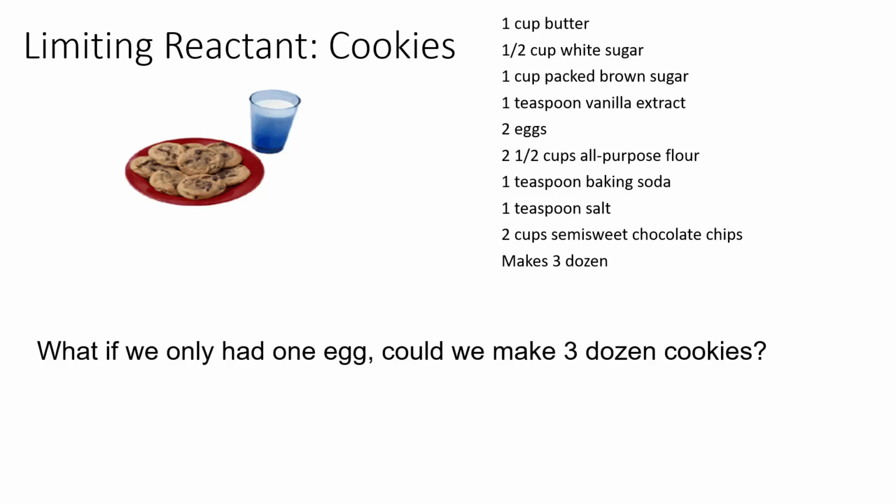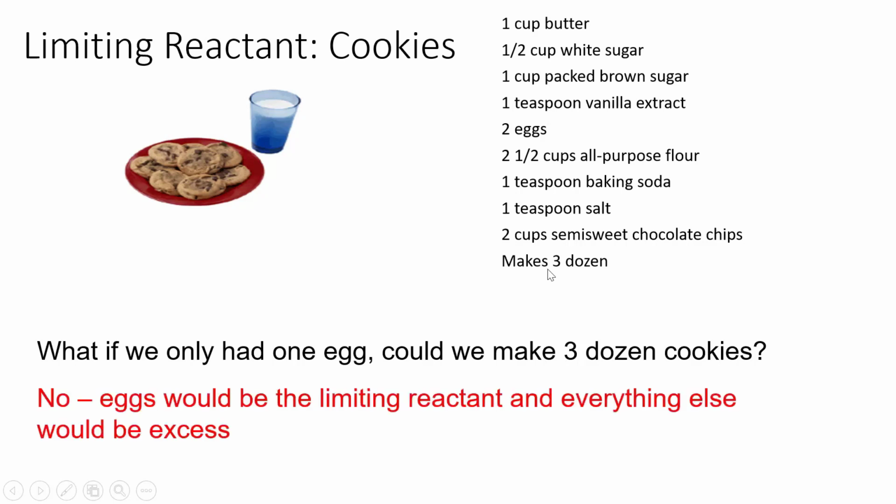One more question. What if we only had 1 egg? Could we make the 3 dozen cookies? Well, it says it takes 2 eggs to make 3 dozen cookies, so I don't think I'm going to be able to make those 3 dozen cookies. So the eggs would end up being my limiting reactant, and then everything else I would have extra. That would all be my excess reactants.